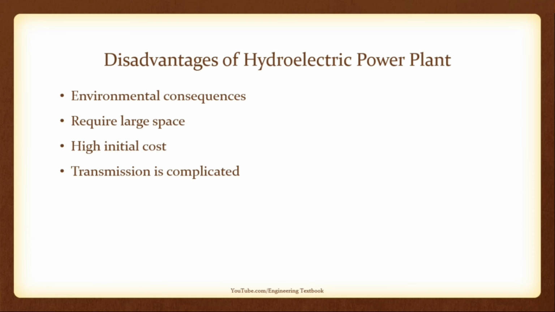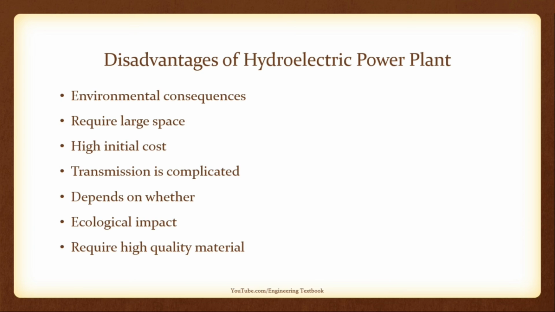Transmission is complicated. Supplying electricity to city areas or residential areas costs will be high for this power plant. Depends on weather. Hydropower totally depends upon the weather condition. Ecological impact. Wildlife habitat can undergo flooding when hydroelectric plants are built. Requires high quality materials. Dams should be constructed with high quality material. Dam breakage can lead to massive flooding, which causes a huge impact on the environment.